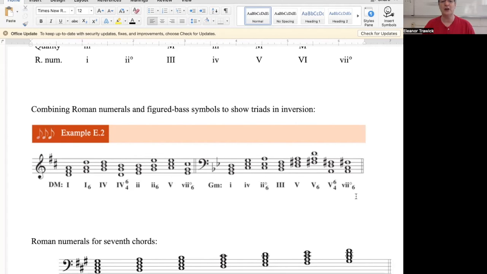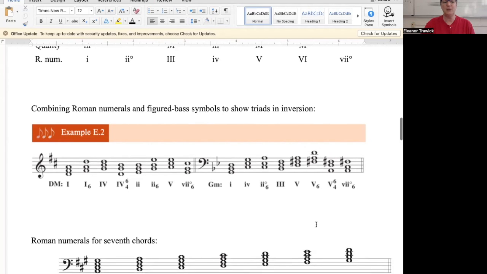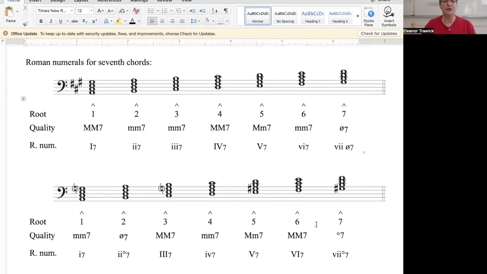We're in the key of G minor. So again, notice when we do use the leading tone F sharp and when we don't use it. The 3 chord has an F natural in it, but the 5 chord, the 5-6 chord, the 5-6-4 chord, and the 7 diminished triad all use the leading tone F sharp. We use Roman numerals for 7th chords in the same way. Here are the Roman numerals for 7th chords in major keys and in minor keys.